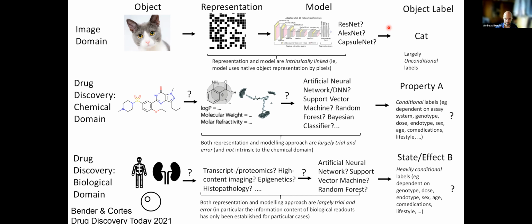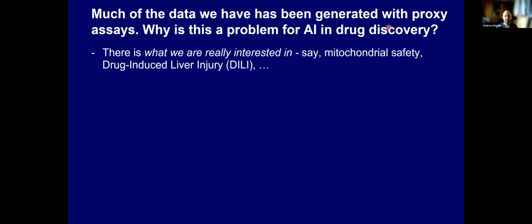And that makes it much more difficult to translate the successes from the image and speech recognition area with CNNs and RNNs to the chemical domain or biological domain. And one of the main reasons is actually man-made as well. High throughput screening came up in the 80s or so. There was the need to profile large numbers of compounds very quickly, and so that's where proxy assays came up, that don't measure the endpoint of interest, but a simpler endpoint that is easier to measure.